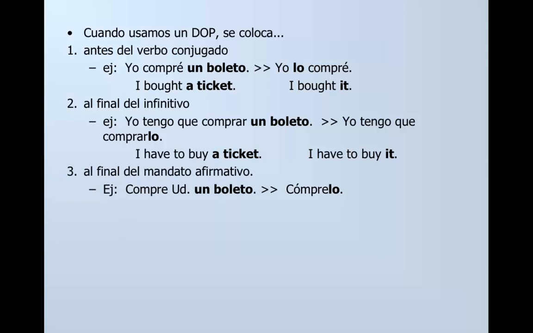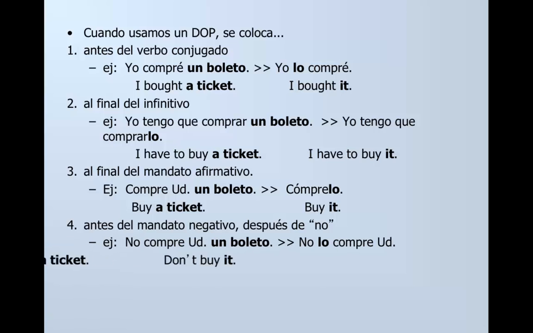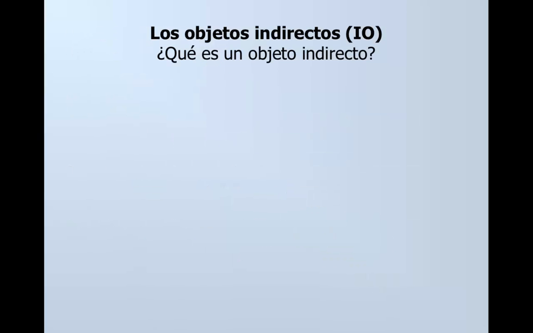If we have a command, we would attach it to the end, cómprelo, buy it. Or if we have a negative command, then it goes before. So, no lo compre usted. Don't buy it. Okay, so this is all a review for direct objects from capítulo 7. But in capítulo 8, we're talking about los objetos indirectos.